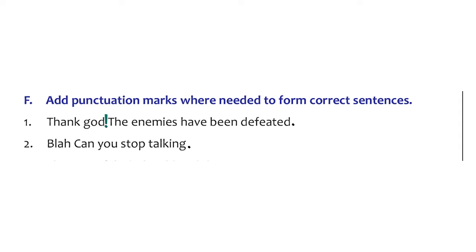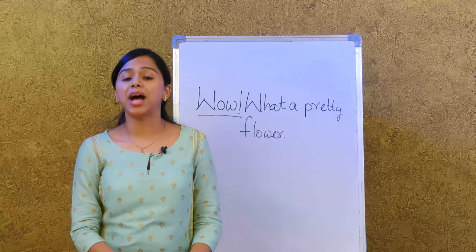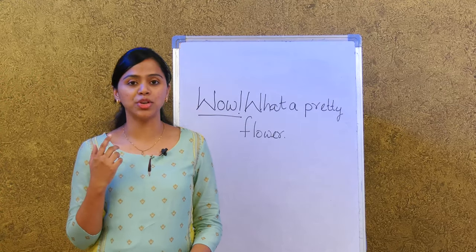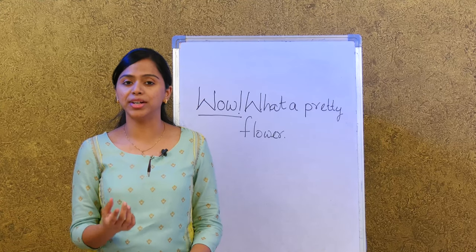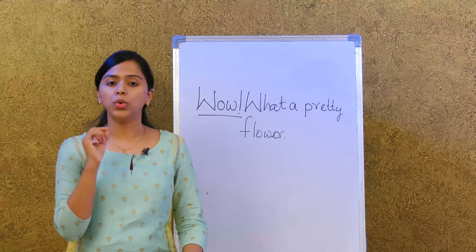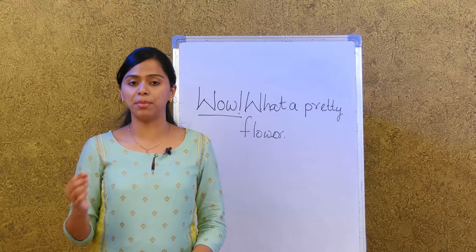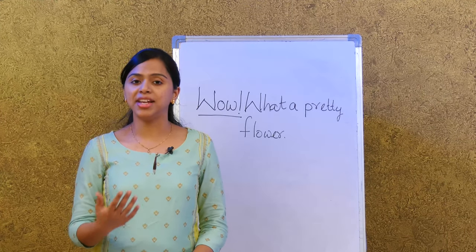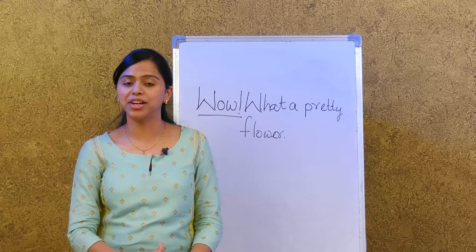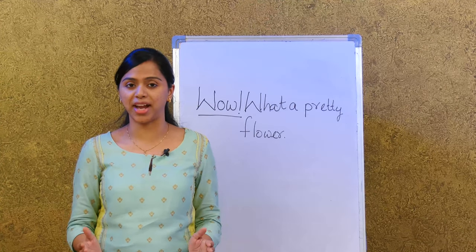And then for the second one, blah, can you stop talking? So we need to use exclamatory mark after blah. Now it's time to listen and learn how to communicate. So there are few words that have O-U in it, and there are few other words which have O-W in it. So as I read these words, you have to figure out which one falls in which category.